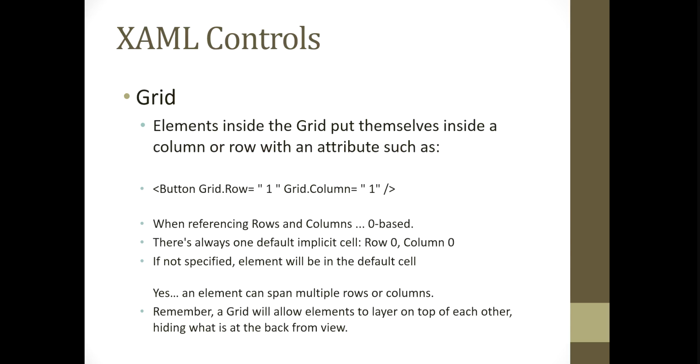So it's 0 based as you reference columns and rows. There'll always be one default implicit cell, 0, 0. And if not specified, anything you stick on there will go into that default cell. The other thing you should be aware of, of course, is you can do column span type of things as well. If you've got a big long text block you want to span across columns, you can do the same kind of code. IntelliSense will even help you write it.